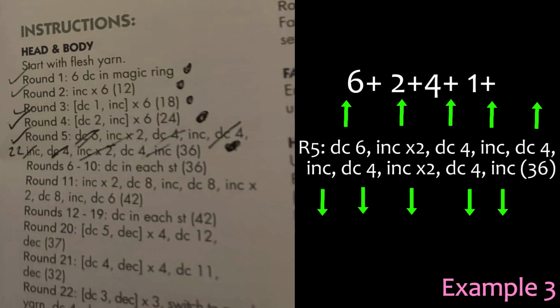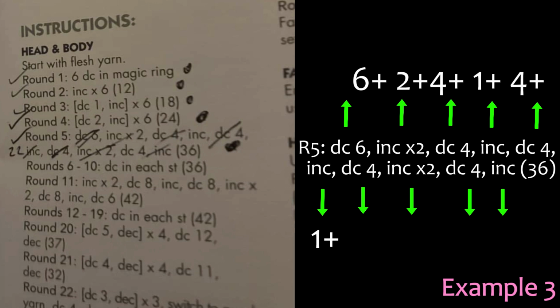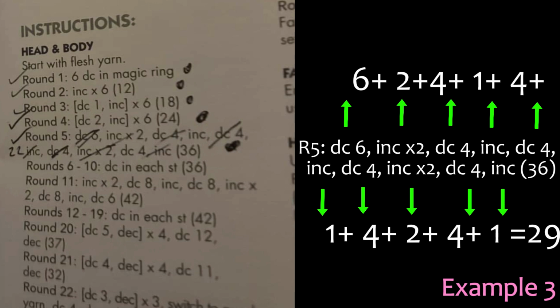Another 4 stitches, 1 increase, another 4, another 1 increase, another 4, 1 increase in 2 stitches, so 2 stitches are used, another 4, and then 1 last increase. So adding those up, it does make 29. So our fellow crocheter wasn't wrong, the pattern was.